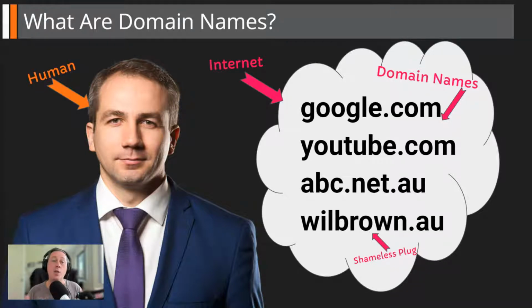Domain names are the human understandable addresses to any service on the internet. Could be a PC, could be a SaaS service, anything like that, but it's the human understandable name to get to that service on the internet. So for example, google.com, youtube.com, abc.net.au, and willbrown.com, which is my new personal brand website. Shameless plug, thank you very much. But those are the human ones, so we can understand those things. We can remember those things. We can remember google.com, we can remember YouTube and stuff.